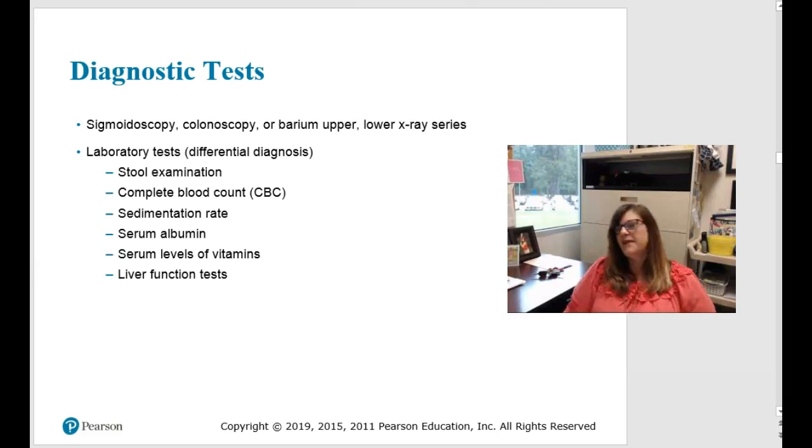So what are some diagnostic tests that we do? Well, we do a sigmoidoscopy, colonoscopy, or barium upper lower GI series. The lab test would be a stool examination, a CBC, a SED rate, albumin, serum levels of vitamins, liver function test.